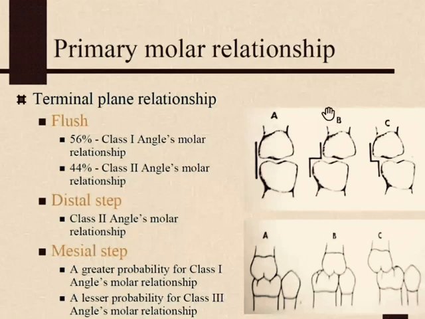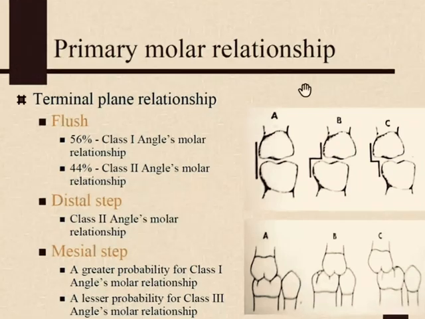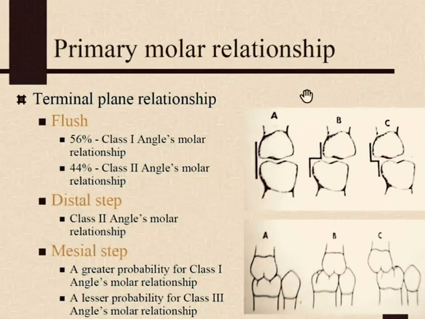Then we also have something called the distal step. Here the distal surface of the mandibular molar is more distal than the distal surface of the maxillary deciduous second molar. In other words, the maxillary second molar is ahead of the mandibular second deciduous molar. Now, these are the three possibilities.